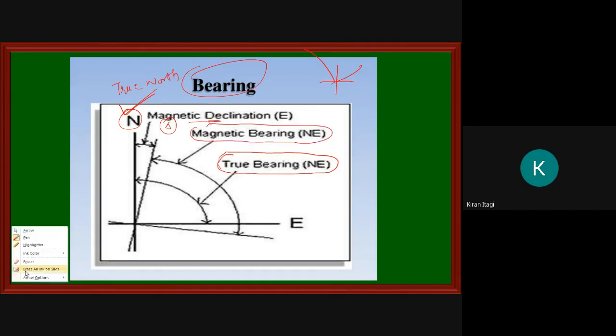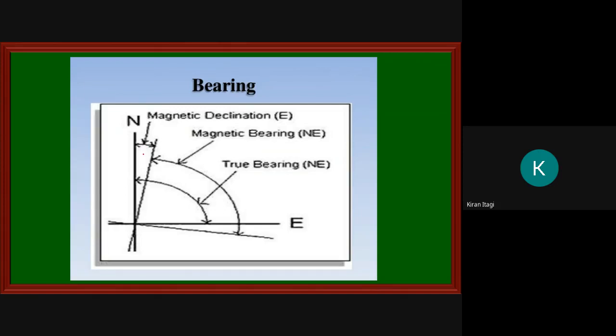I will explain once more. If you are taking the reading, remember this: if the angle is measured with the true north, then it is called true bearing. If you are measuring with the magnetic north, then you will call it a magnetic bearing.